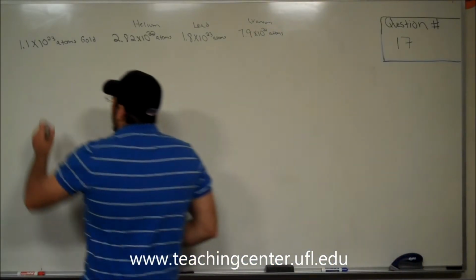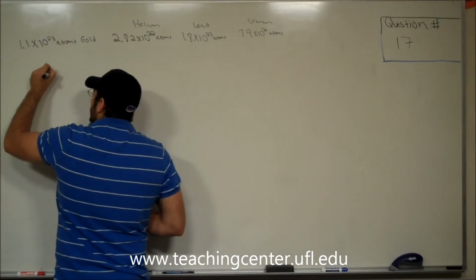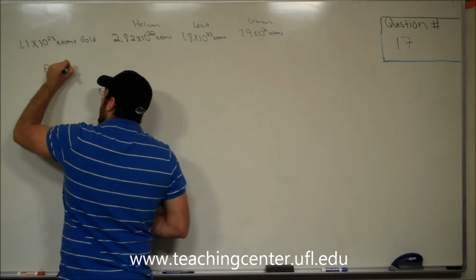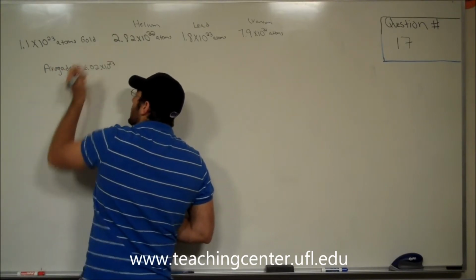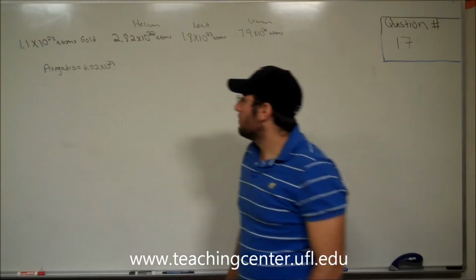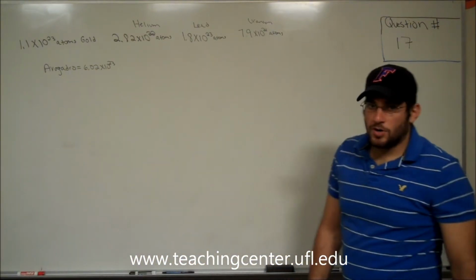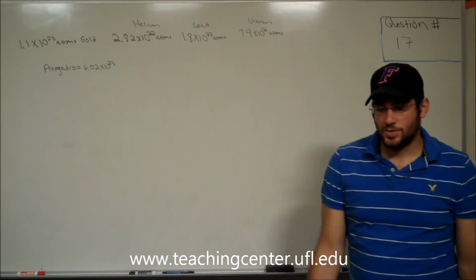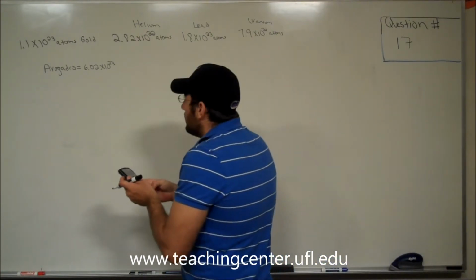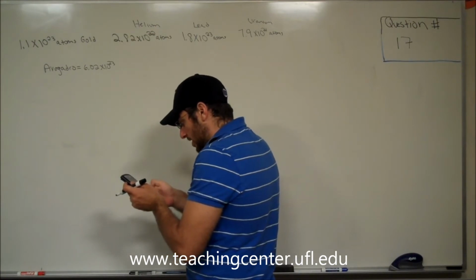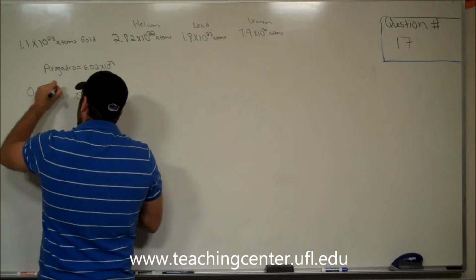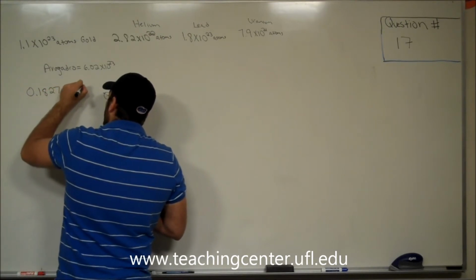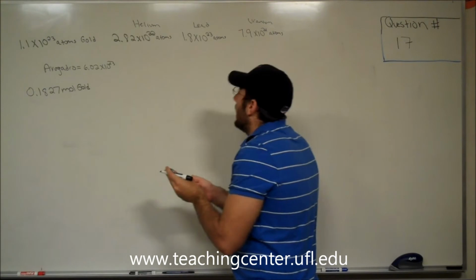Well, we know that there's Avogadro's number, and that is equal to 6.02 times 10 to the 23. So what I'm going to do is take each of these numbers and divide it into Avogadro's number so we can find out how many moles we actually have. So 1.1 times 10 to the 23 divided by 6.02 times 10 to the 23 equals 0.1827 moles of gold.